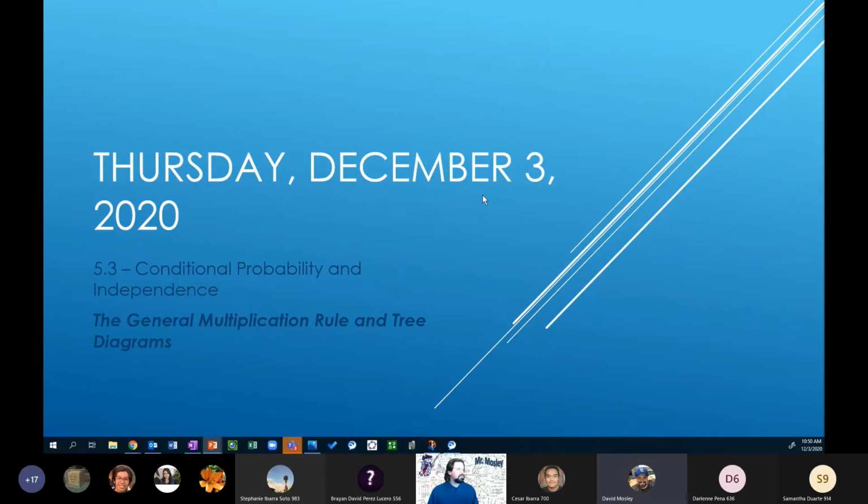It is Thursday, December 3rd, 2020. We're continuing with section 5.3 on conditional probability and independence. And today specifically we're going to be talking about the general multiplication rule and tree diagrams.